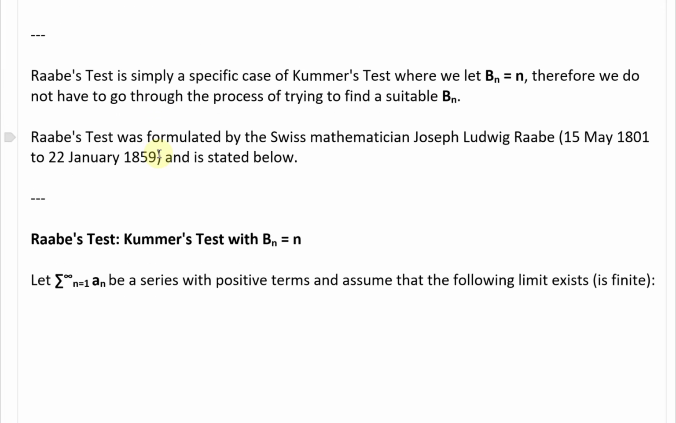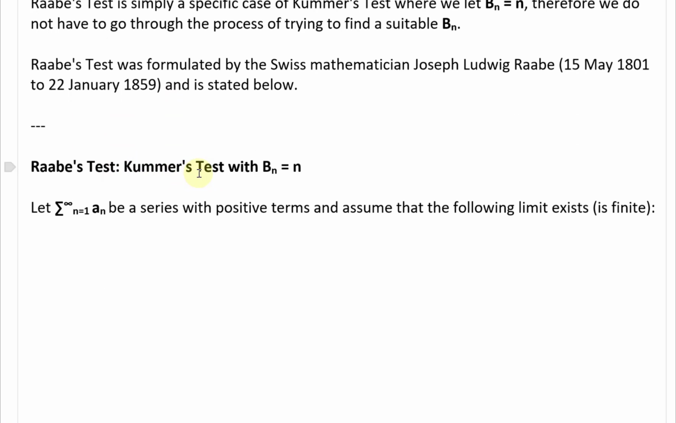And Raabe's test was formulated by the Swiss mathematician Joseph Ludwig Raabe, however you want to pronounce it, again, let me know. He was born on May 15th, 1801 and died January 22nd, 1859. So he was around at the same time as Kummer. And this is stated below. So Raabe's test, Kummer's test with Bn equals n.